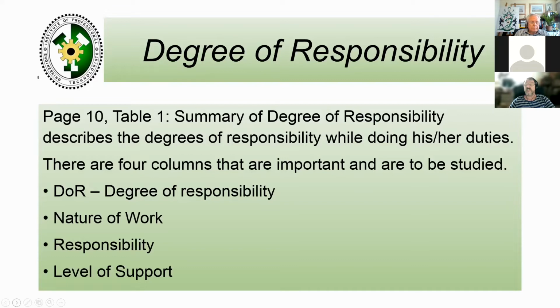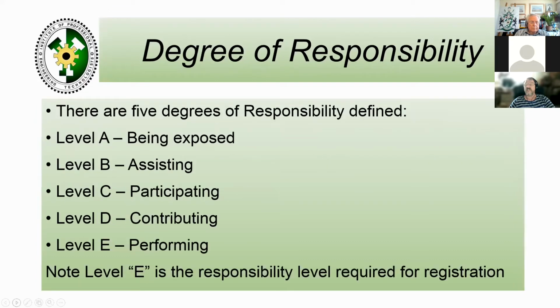And then a level of support. You'll usually get 100% support, until the higher levels where there's 0% support, where you're actually working on your own. So the degree of responsibilities, there are 5 degrees of responsibilities defined in that document.